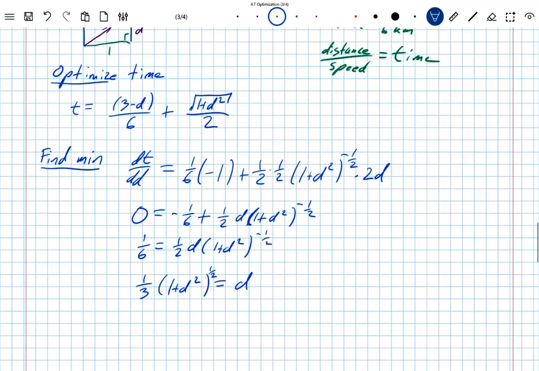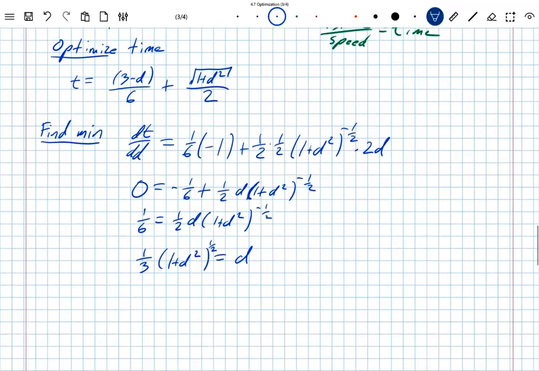Not bad. What do I do now? How do I solve this? I'm going to go ahead and square both sides. I suppose I could have done this a step before too, but I'm going to square both sides here. I get 1/9 times 1 plus d squared equals d squared. Okay, now it's a quadratic. Can you solve it?